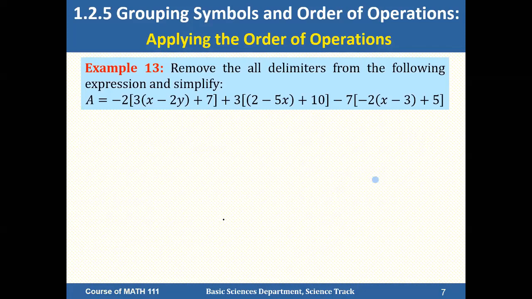Same question. Remove all the delimiters or grouping symbols. Delimiters or grouping symbols. Synonyms.